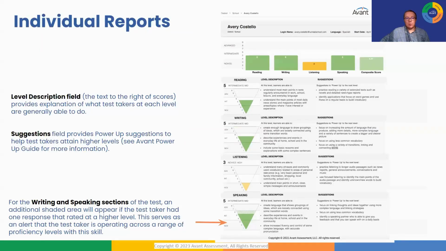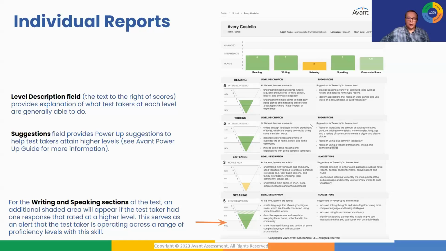The test taker's individual report looks like this, where for the individual, you'll see where they've scored in each skill, as well as a composite score. Down here, you'll see a description of what learners can do at each level, or at the level that they've reached in each skill, as well as suggestions for things they can do to power up to the next level of proficiency.